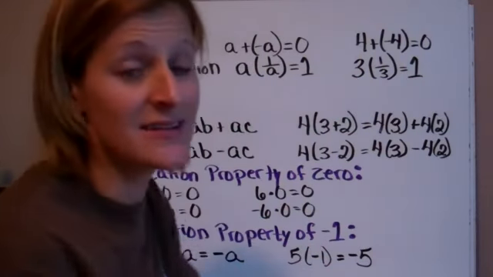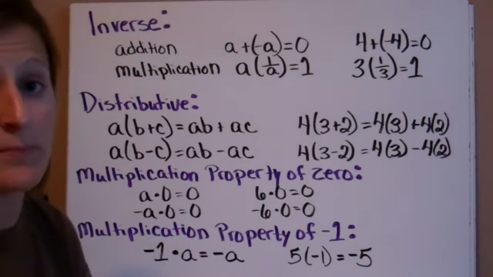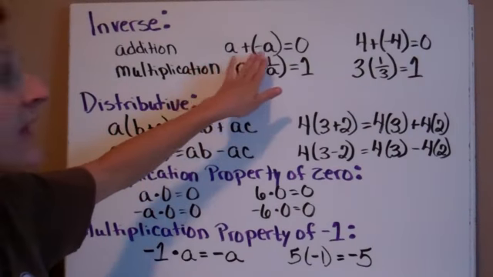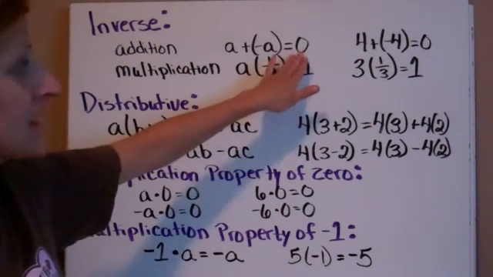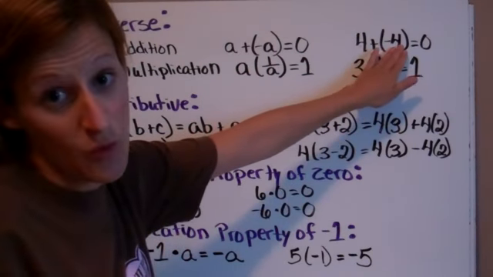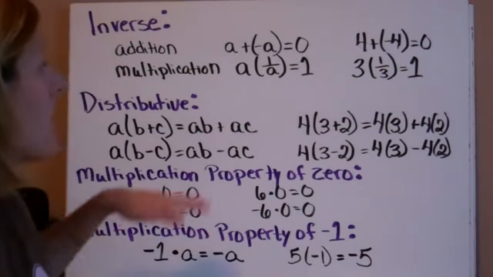Next, instead of identity, we're going to talk about inverse. It's kind of the same thing, but it does the opposite of the number. So in addition, if you take A and then add it to its inverse, the opposite of A, it's going to equal 0. So if you do 4 and then add the opposite of 4, which is negative 4, add those two together, you get 0.